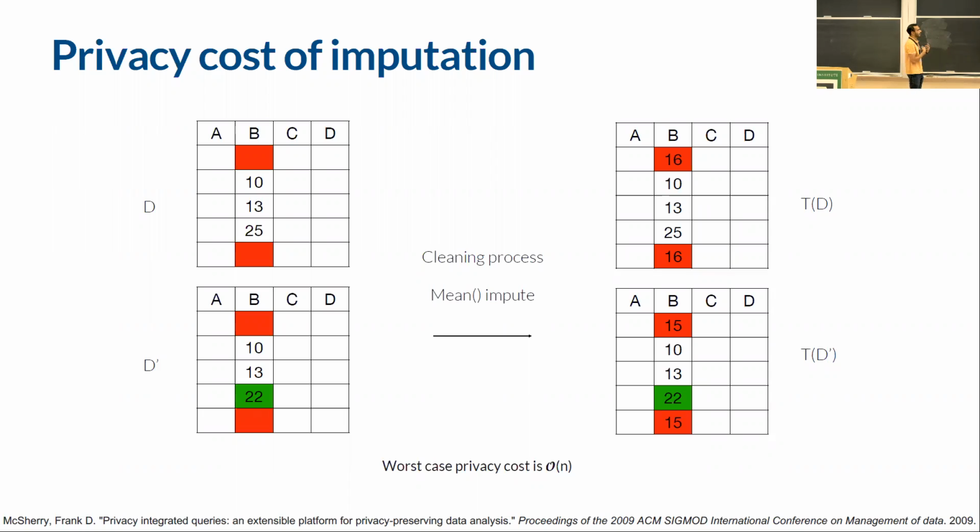So studying this from a stability perspective of DP, in an end-to-end process, this could cost you up to n, the whole process can be of n epsilon.